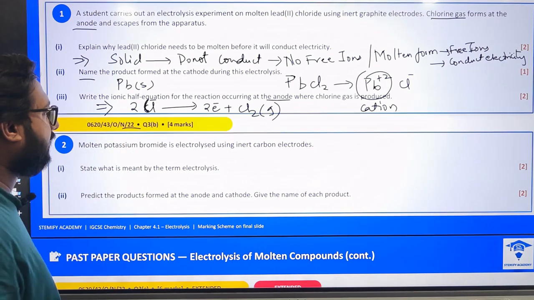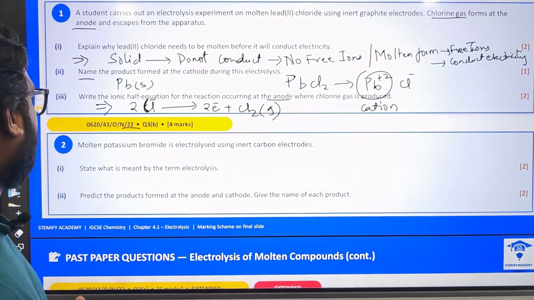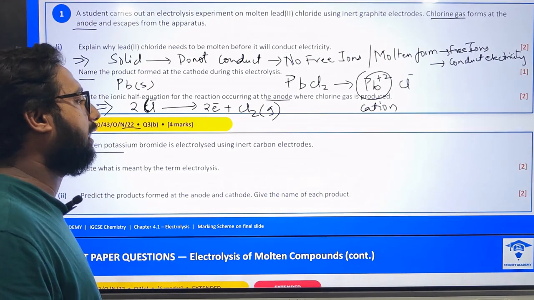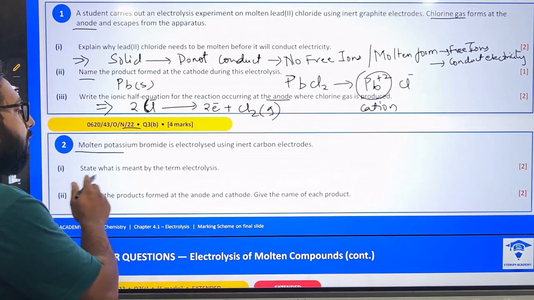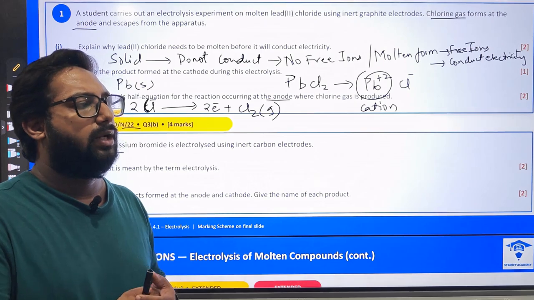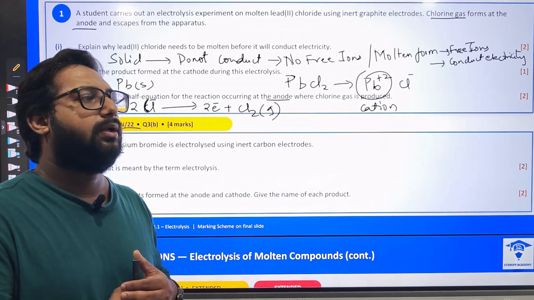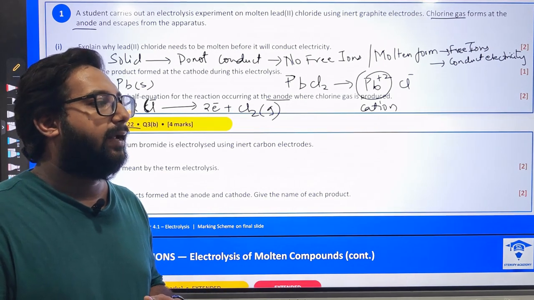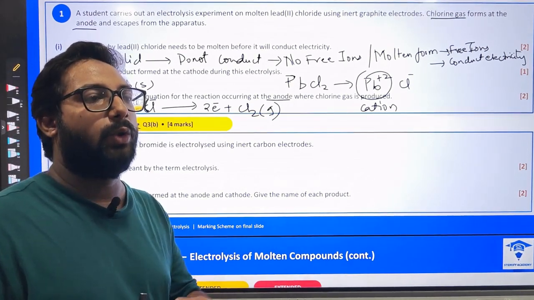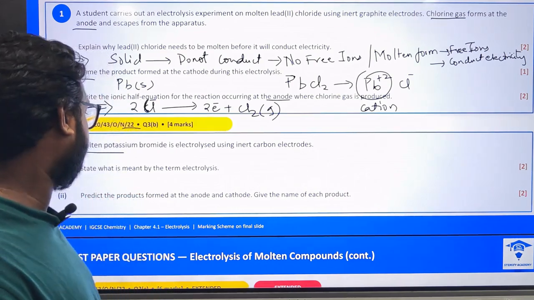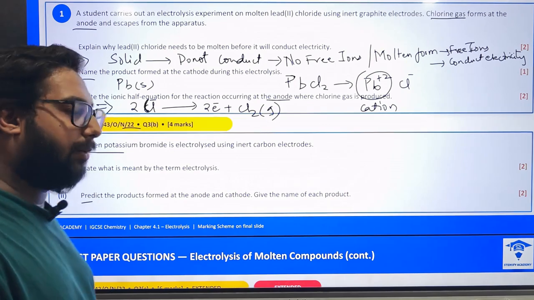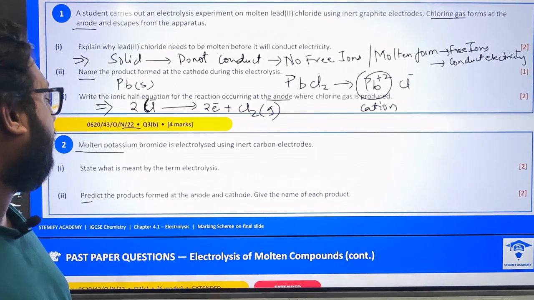Next question, this appeared in the year 2022, October/November. It says molten potassium bromide is electrolyzed using inert carbon electrodes. State what is meant by the term electrolysis. We have discussed this in our previous video, in the basics of electrolysis, that electrolysis is a reaction in which electricity is used to split an ionic compound. Okay. Second question is predict the products formed at the anode and cathode. Give the name of each product.